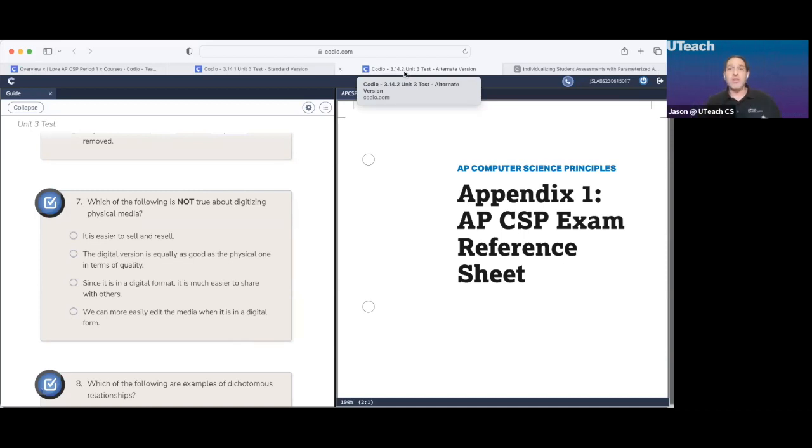So I just wanted to talk to you about why we have 2 different versions for the unit exam for every single unit, and then how on your own, if you'd like to, you can also parameterize questions in Codio.